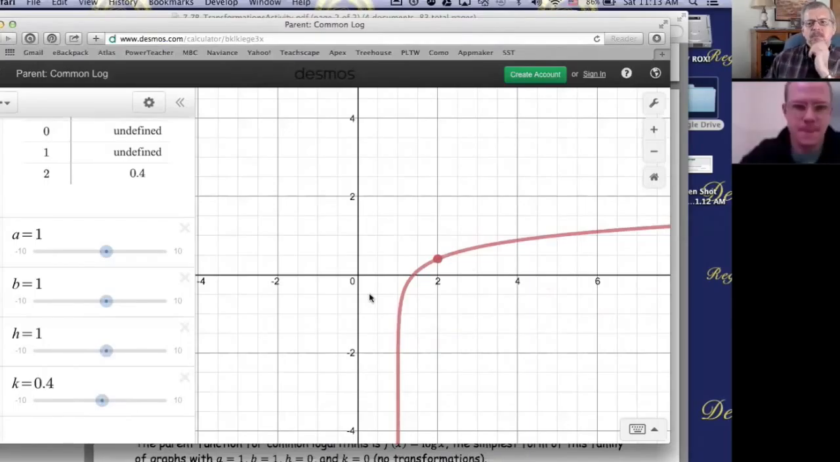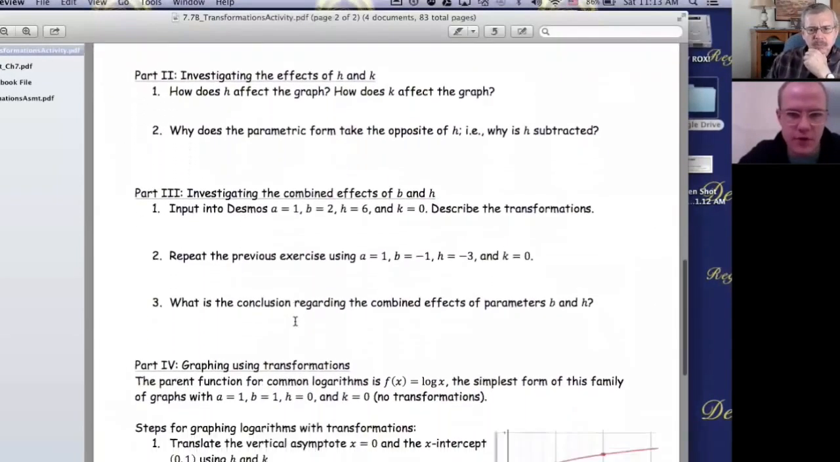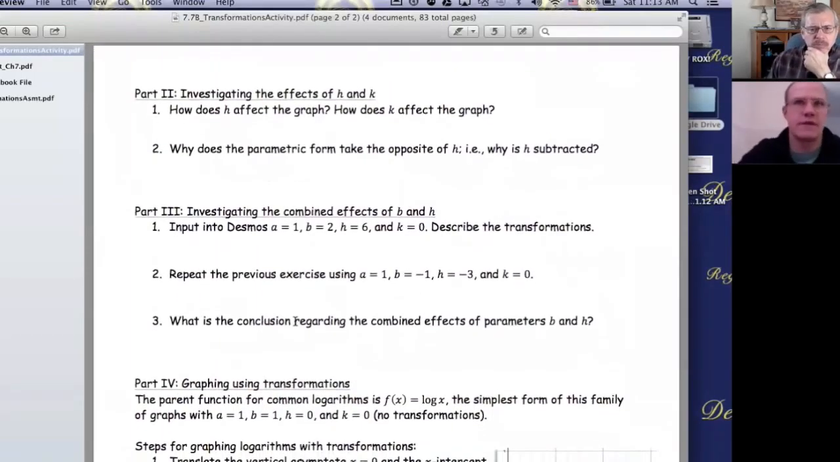Okay, no, good. And then part 3, and this is where I found that, especially long-term, students struggled the most in retaining what happens when you have a horizontal stretch or compression or a reflection over the y-axis combined with a horizontal translation. So I specified parameter values where it's going to make it a horizontal translation to the right by 6 and a horizontal stretch by 2.